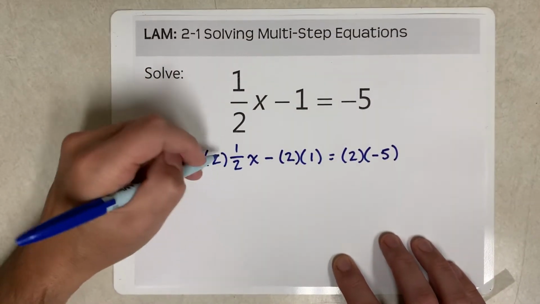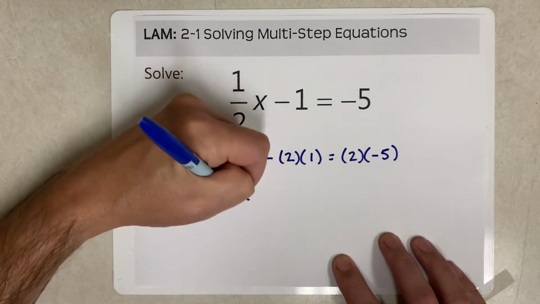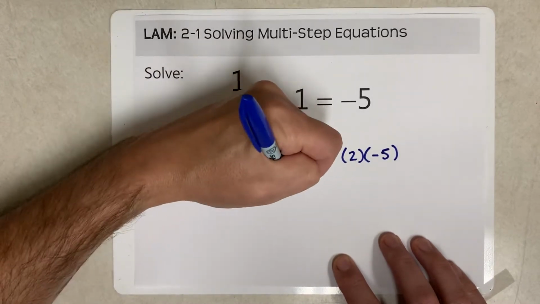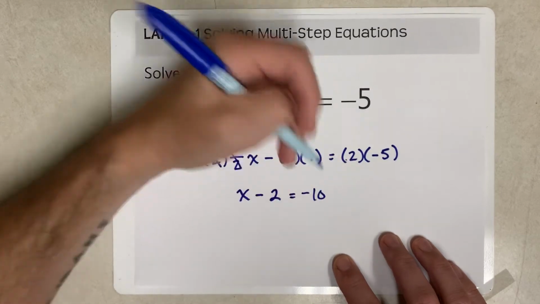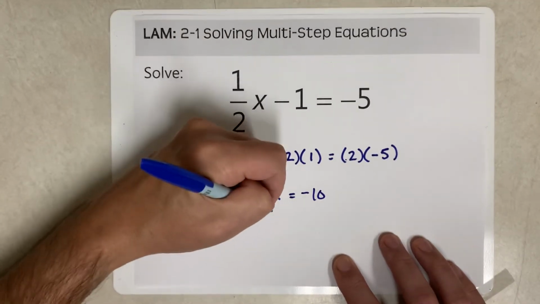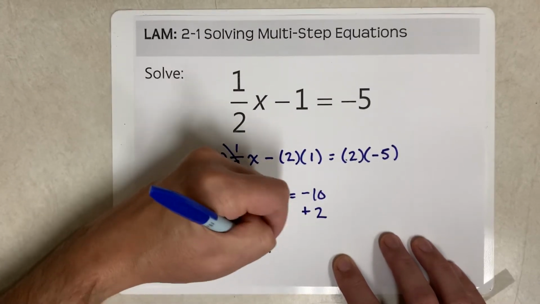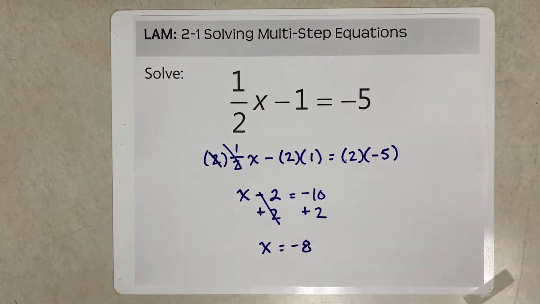These two cancel, multiplicative inverses, bring down my x, minus 2 times 1 is 2, equals 2 times negative 5 is negative 10. Now I'm going to add 2 to both sides. Bring down my x. And negative 10 plus 2 is negative 8, and that should be my solution for that one.